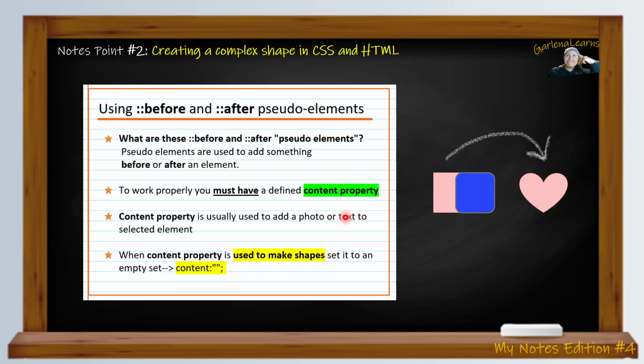And some important notes I made is when you're doing this, you want to use an empty set, and what an empty set is, is two quotations. It says content and two quotations with nothing in it. So whenever you're using it to make shapes, you're going to use an empty set.